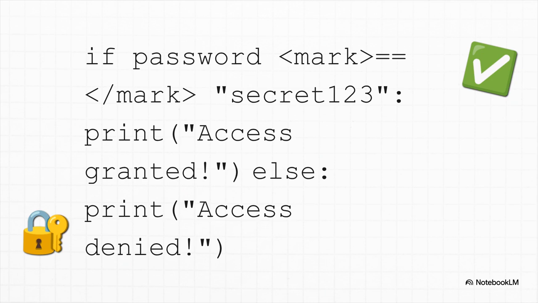Now here's a super important detail to notice on this slide. See that double equal sign? In Python, a single equal sign is for assigning a value, like make this variable equal to that. But a double equal sign is for asking a question. Hey, are these two things equal? That, plus the colon and the indentation, tells Python exactly what to do based on the answer.